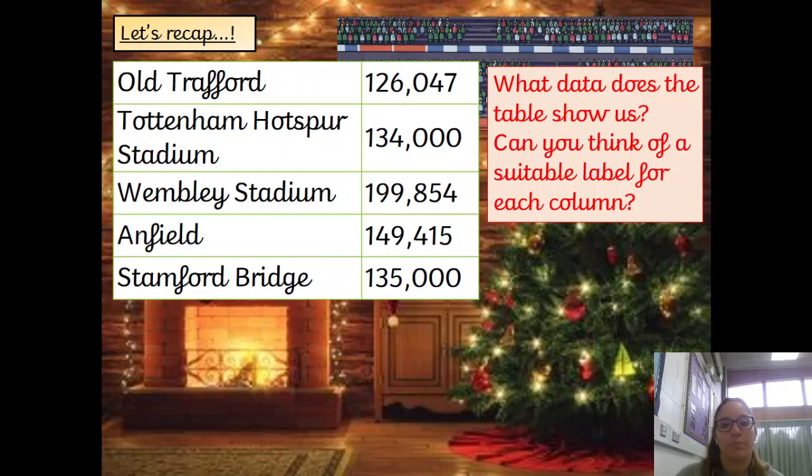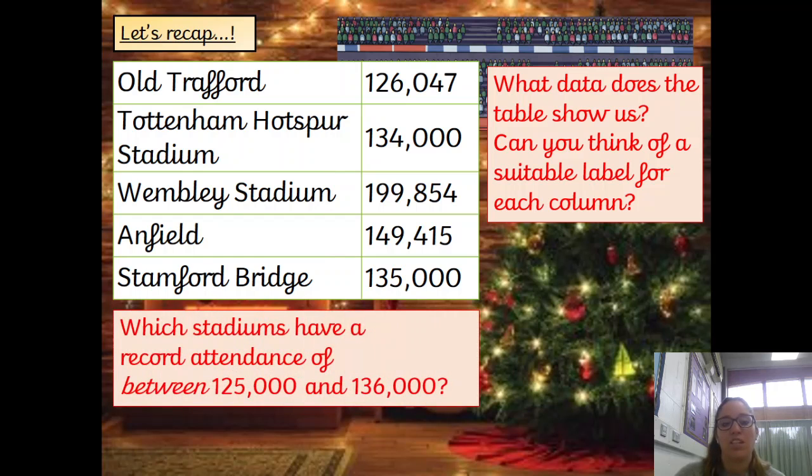Okay. So we could have at the top of the list of football stadiums the title of football stadiums. And then to the right it's showing us numbers. Now those numbers tell us how many people can fit inside the stadium, how many people can sit down and watch the game. So that's the capacity of the stadium.